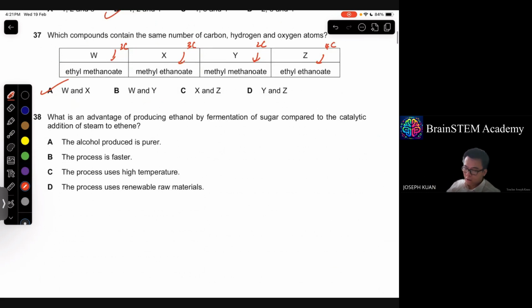Moving on. What is an advantage of producing ethanol by fermentation of sugar compared to the catalytic addition of steam to ethene? Now, it's not purer, as the yeast will produce other impurities. The process is actually slower compared to catalytic addition. Instead of high temperature, it uses room temperature. The answer is D, because glucose is renewable. You can get it from sugarcane and other plant materials.